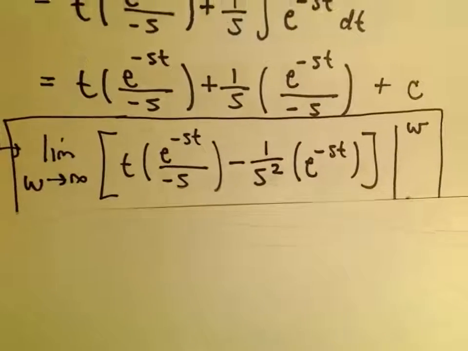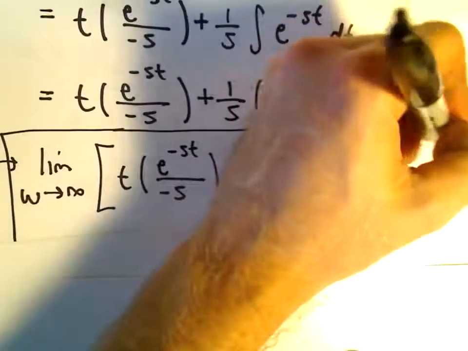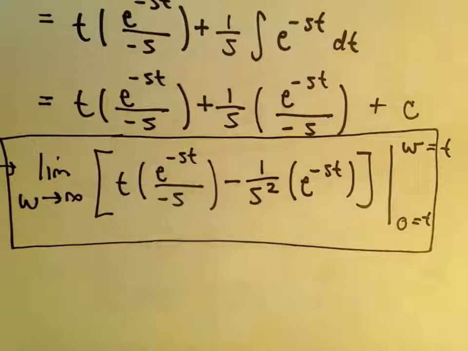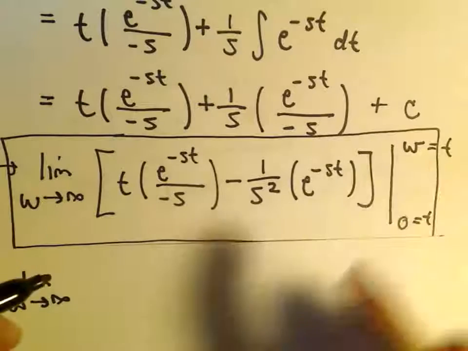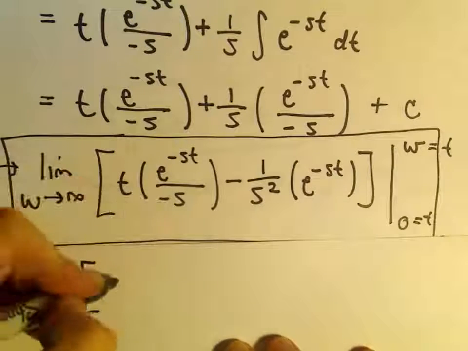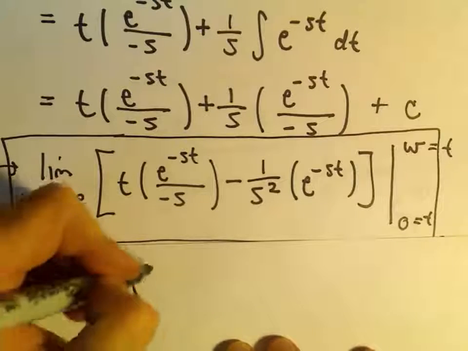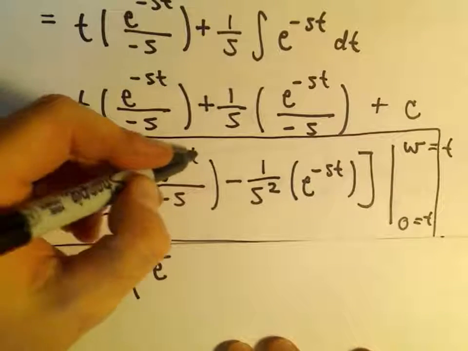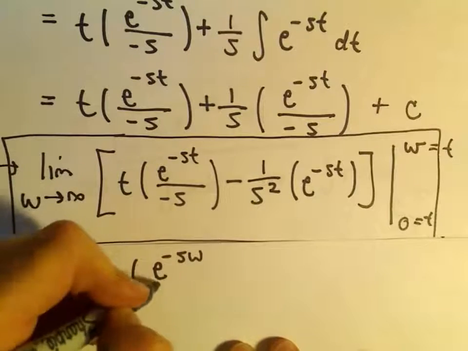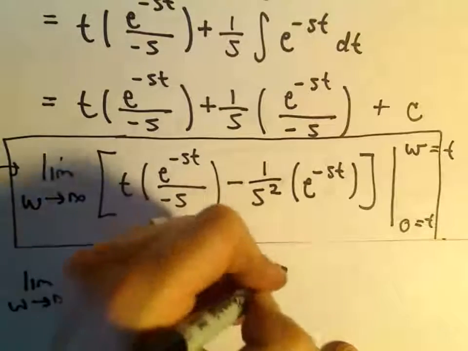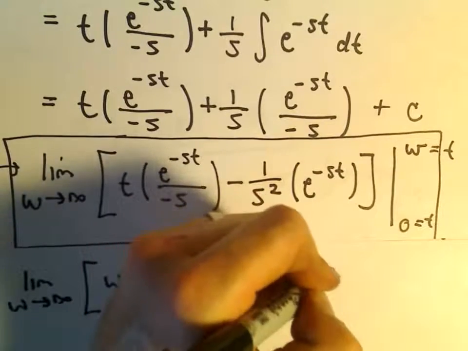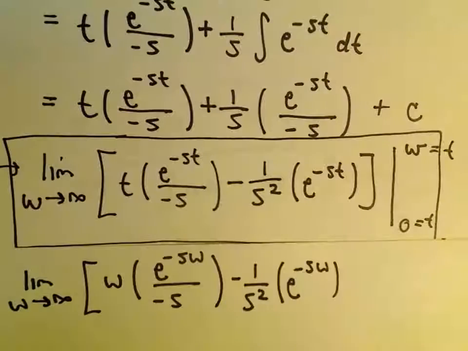Remember we integrated with respect to t, so we're replacing our t's here, is what we're substituting in. So we would have the limit as w goes to infinity. Now I'm just going to replace all of my t's with w's. So we would have w, and then e to the negative s times w over negative s, minus 1 over s squared, and then e to the negative s times w. So there would be our upper limit of integration.